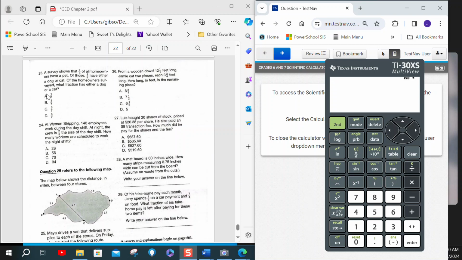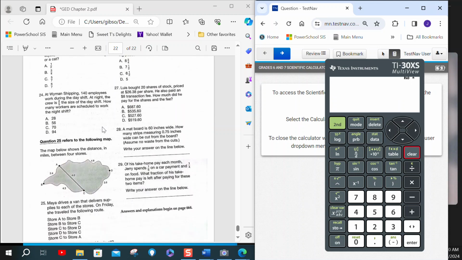So this again is a multiplication problem because we know the word of means multiply. So we'll take the 2/3 and multiply it by 3/4, and press enter. It's 1/2, which is A. So we clear this. Now we go to 24.